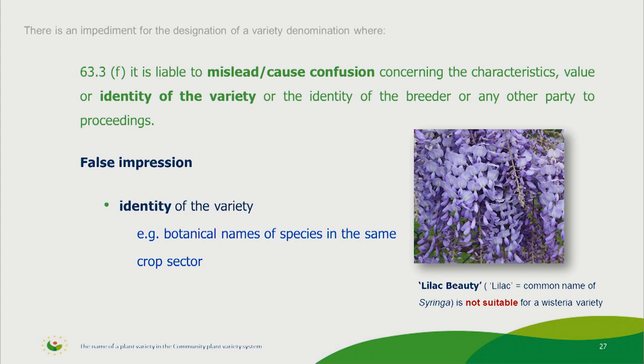A denomination can also create confusion when it contains the botanical name of another species in the same crop sector. This is the case, for instance, with "lilac beauty" for a wisteria variety, which is not suitable because lilac is the common name of Syringa, which is another species in the same ornamental crop sector.